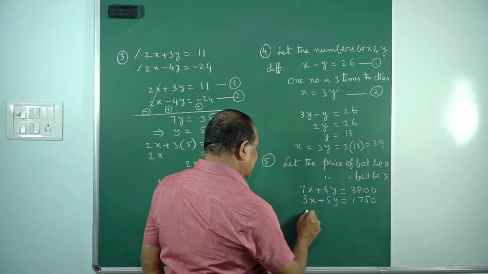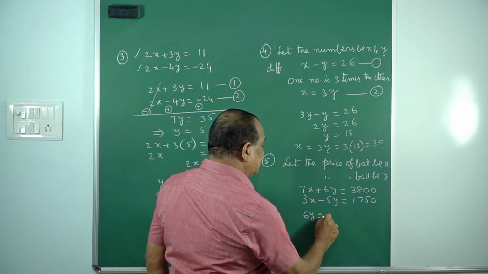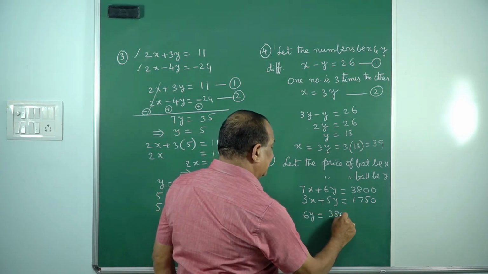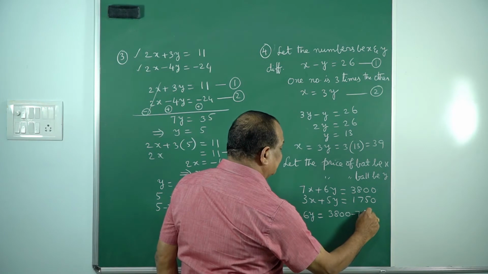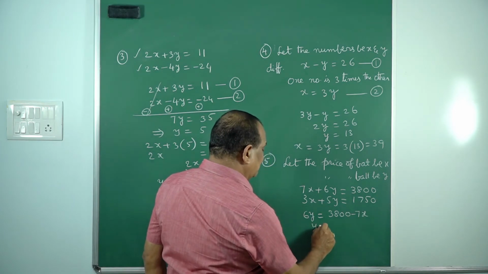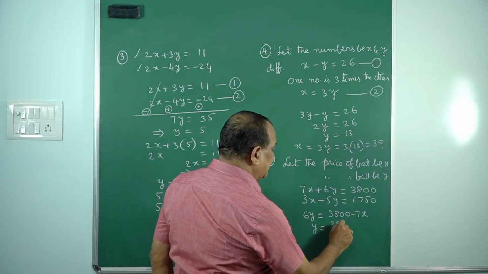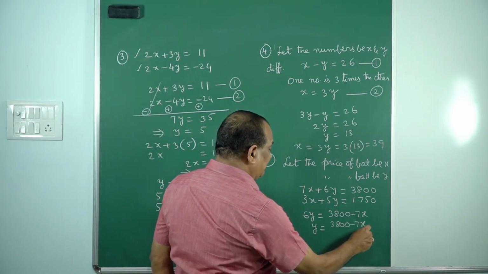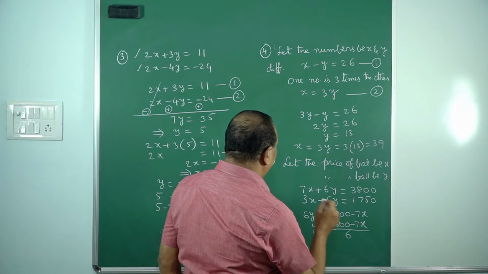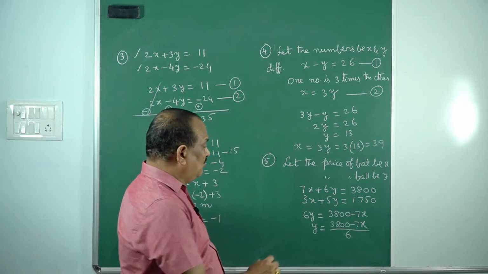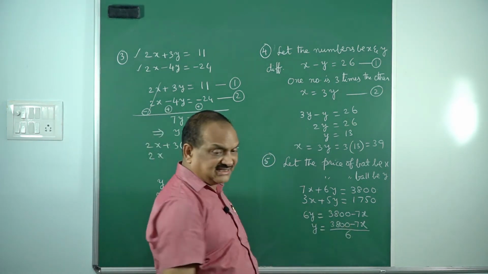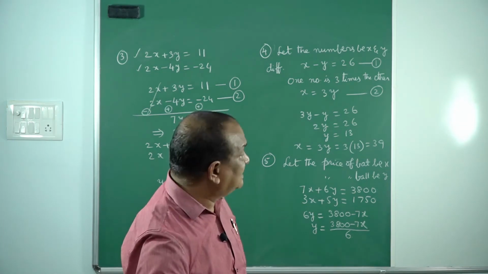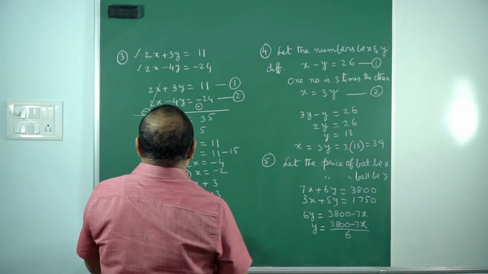Let us start. 6y is equal to 3800 minus 7x. And hence y is equal to 3800 minus 7x, divided by 6. So I have found the value of y in terms of x. And this should be substituted in the next equation.